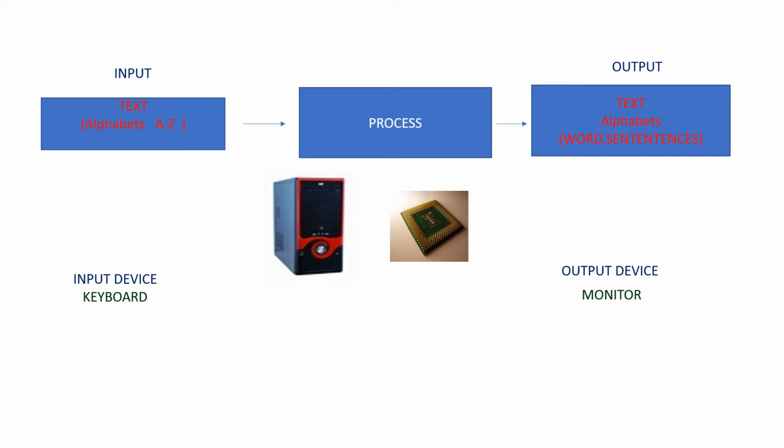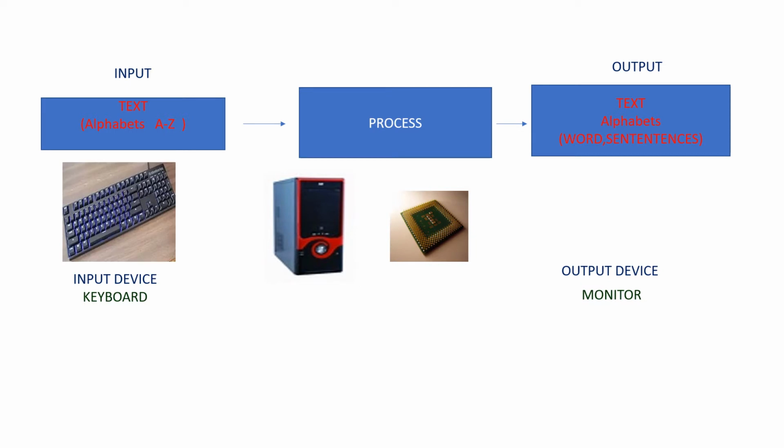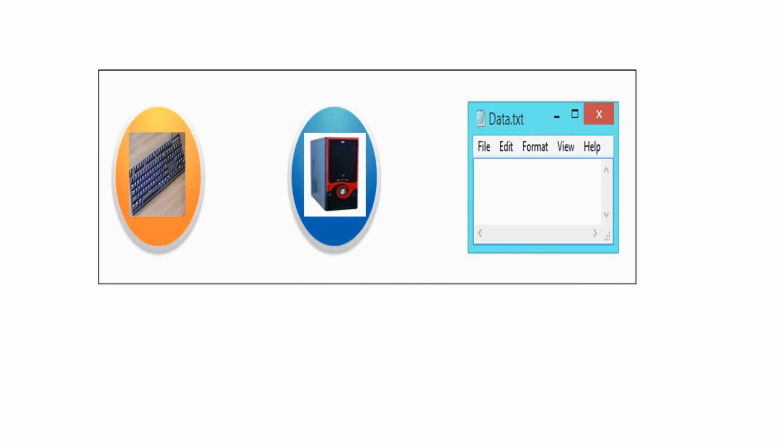In the same way, when we enter data into the computer, suppose we are typing A to Z, then we have the input device as keyboard from where we are entering the data. Then we have to process it in the CPU and then we get the text on the output device. In this slide we can see how the data that we type from the keyboard comes into the file. It gets processed in the CPU and then it comes in the file.